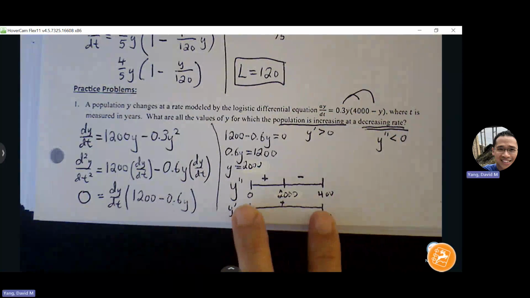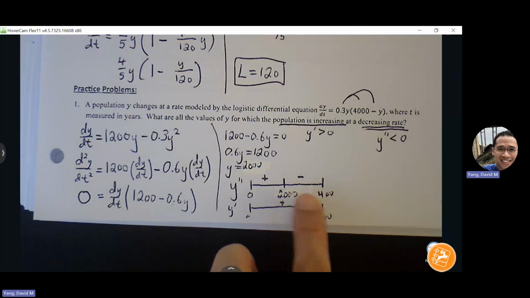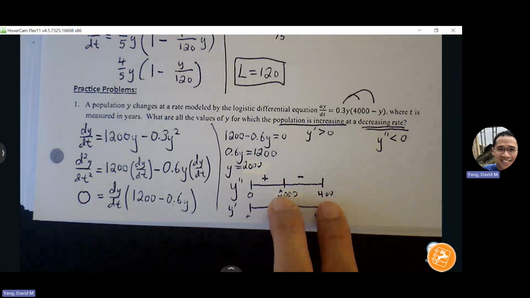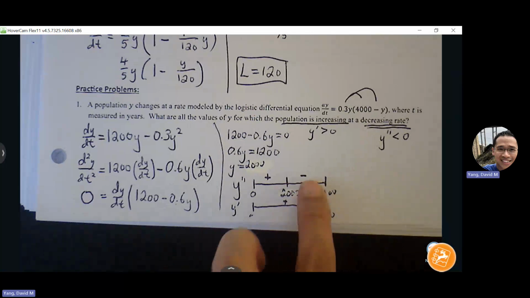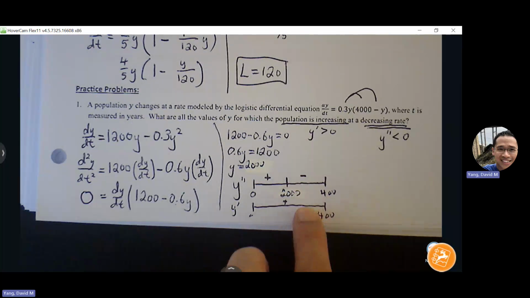But more detail is we want decreasing rate. So decreasing rate will be from 2,000 to 4,000. So this will be where both match up. We want a decreasing rate with a positive population increase.